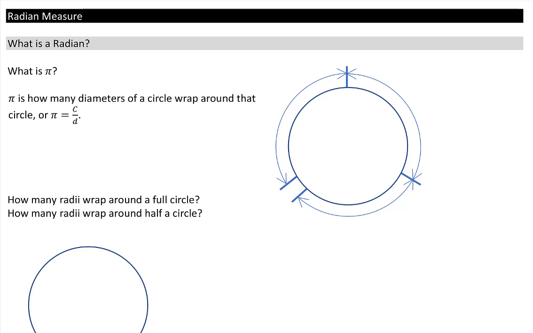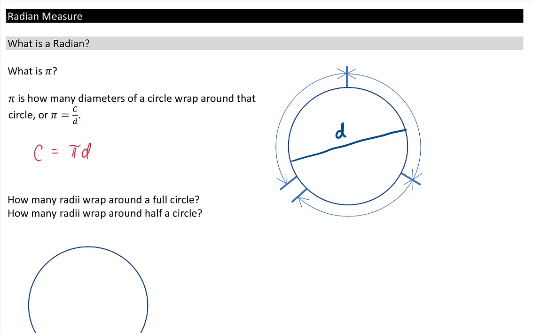So we're going to talk about radian measure. Before we do that, let's talk a bit more about pi. Recall that for a circle, the circumference is equal to pi times the diameter, where the diameter is a chord that goes through the center of a circle. So here is the diameter of this circle.